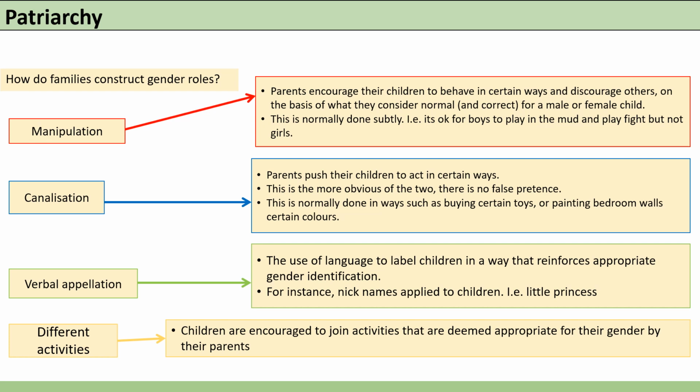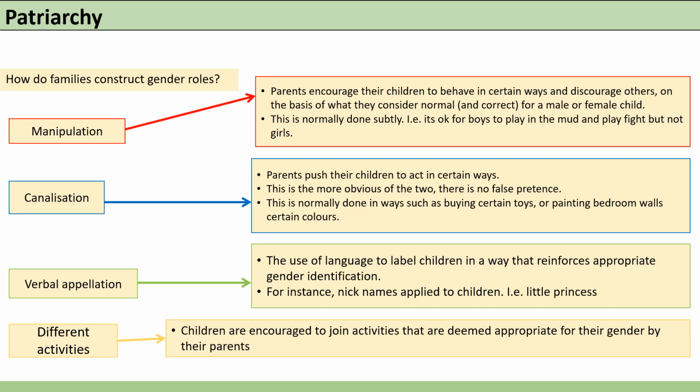There's also canalisation, which is where parents push their children to act in certain ways. This is more obvious, and there's no false pretense. This is normally done in ways such as buying certain toys or painting bedroom walls certain colours. For example, if you look at any new baby cards, you'd be hard-pressed to find one that's not pink or blue. And the pink ones are always happy baby girl, and the blue ones seem to be universally happy baby boy. There is also a conception within society that blue is a boy's colour, pink is a girl's colour, that a doll would be a girl's toy, or a soldier or a football would be a boy's toy. So this is parents actively pushing their children into canalisation, making them do specific things.